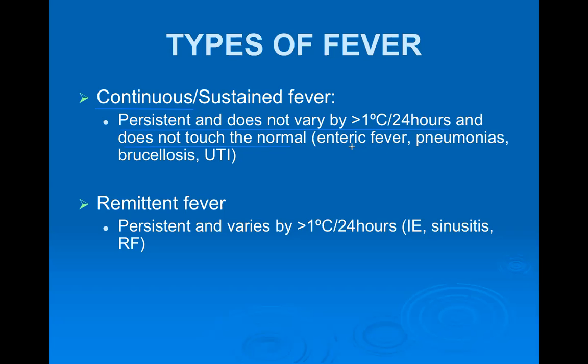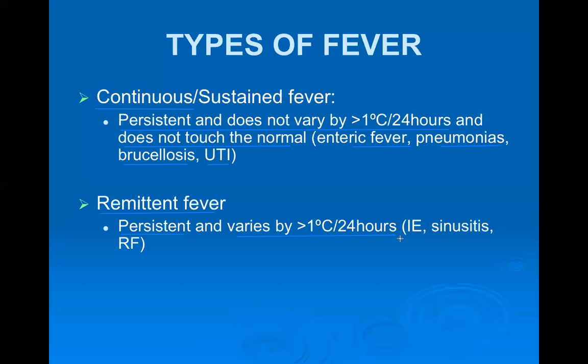The common causes are enteric fever or typhoid fever, different types of pneumonias, brucellosis, urinary tract infection, and many other examples you can give here. Now, the second type is called remittent fever. What's the meaning? In this, the fever is persistent and it varies by more than 1 degree centigrade in 24 hours, meaning wide fluctuation of the fever, and there is no fever-free period. Remember that? Fever is there all the time, but with wide fluctuation.